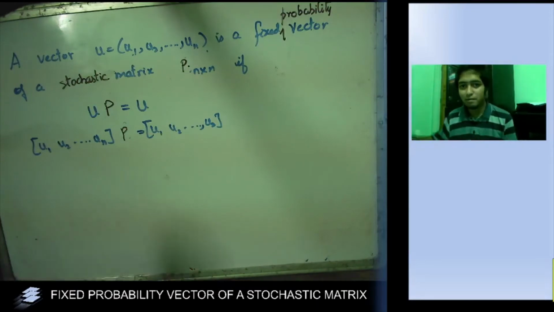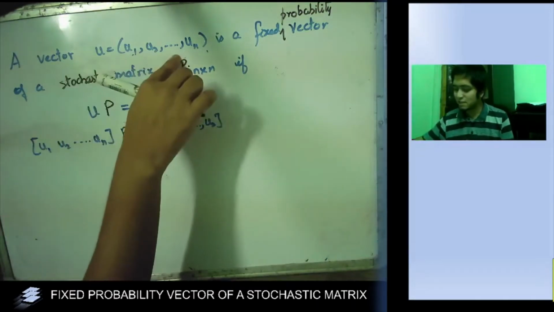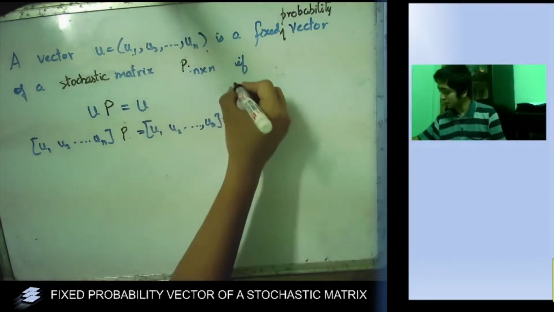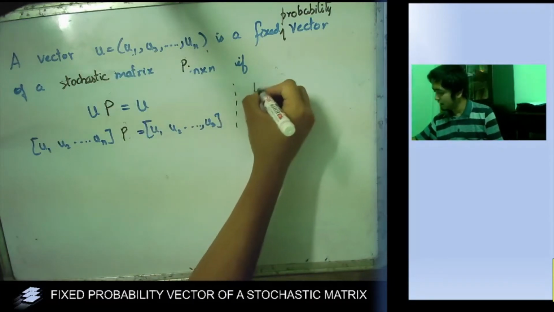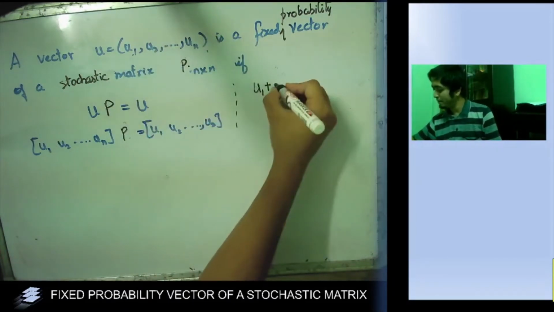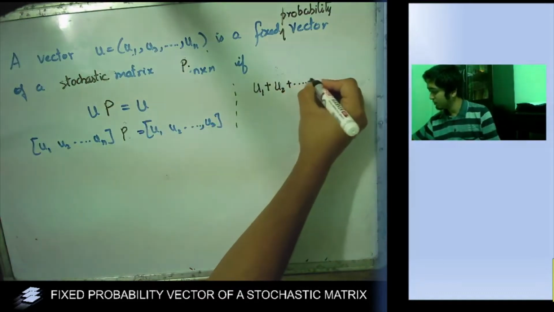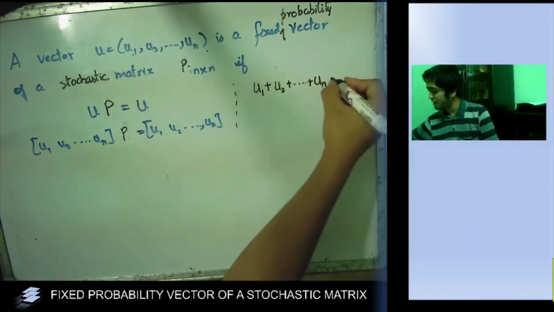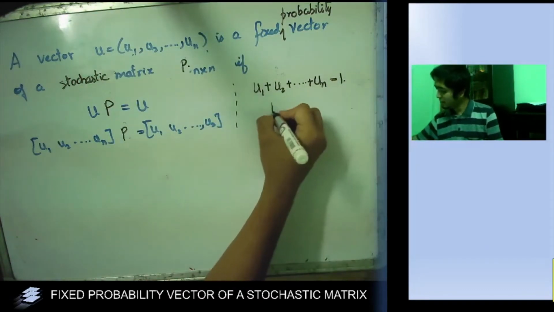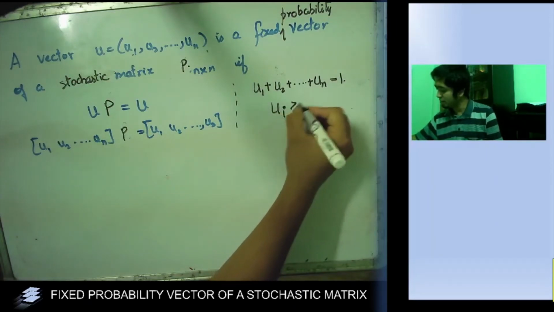But also, since it is a fixed probability vector, you must know that if you add all of them, it will be equal to 1. So the sum of the coordinates of this vector will be equal to 1, and they are all non-negative.